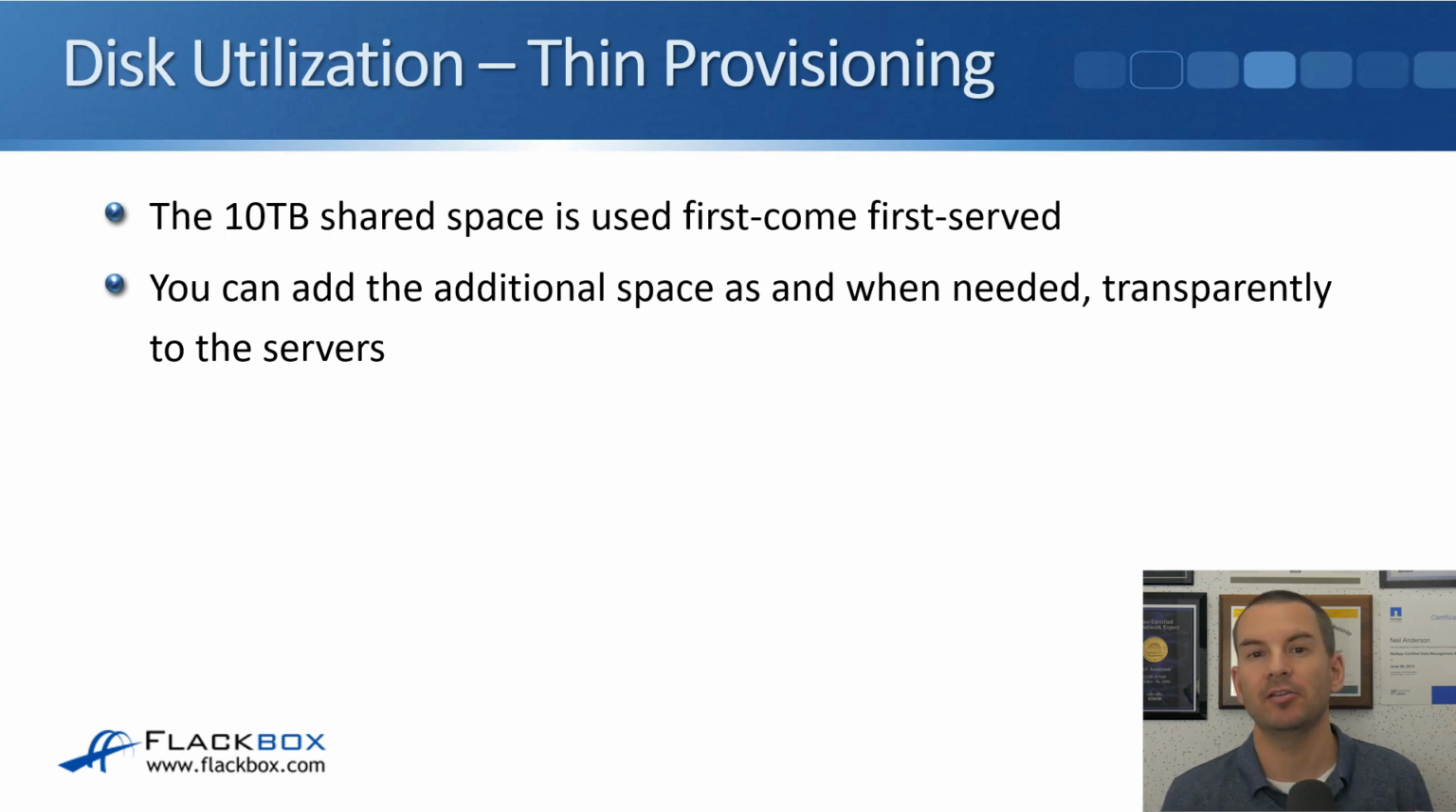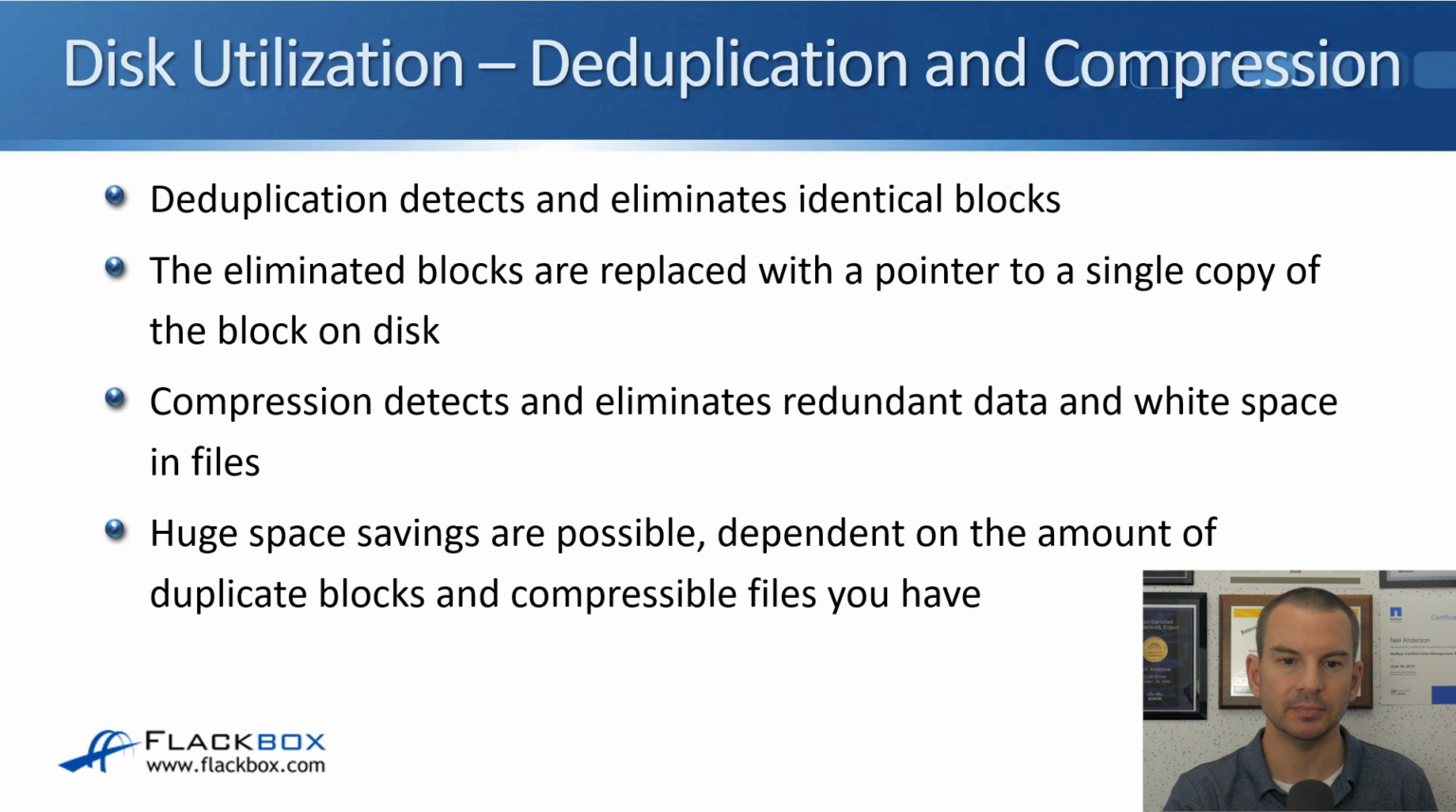That 10 terabytes of shared space on the centralized storage is used first come, first served. So any of the servers, whenever they write, are going to start using up that disk space. So the disk space will start to get full. When that happens, you add additional space as and when needed, and it's transparent to the servers. They don't know that anything has happened. So this allows you to just pay for the storage as and when you need it.